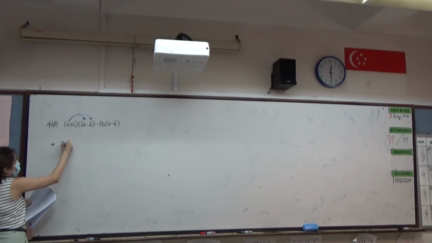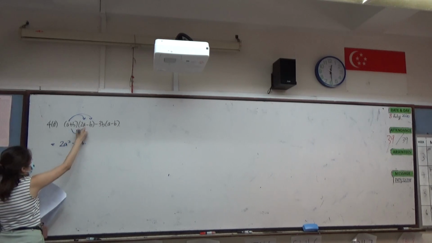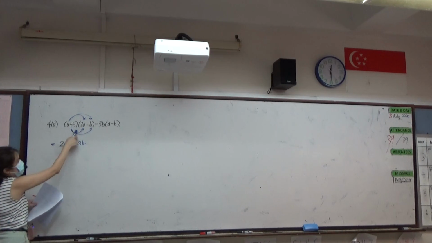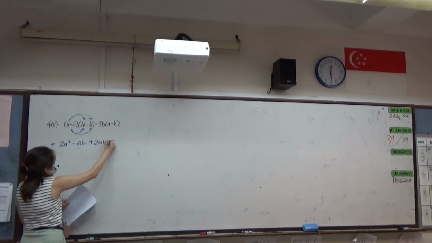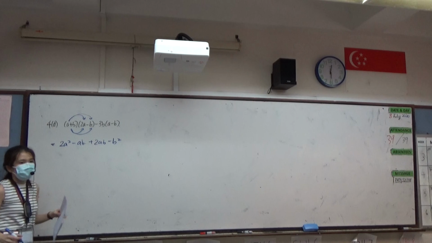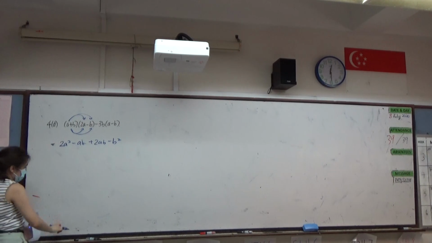Times b, so we get 2a squared minus ab, followed by b times 2a, and b times minus b, so negative b squared. Okay, so this is the first part.